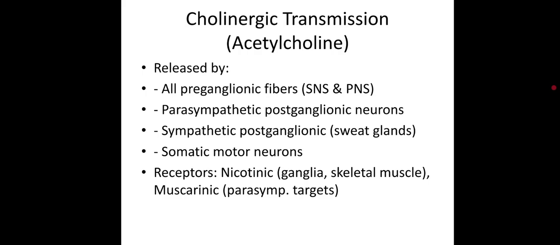Somatic motor neurons. As I have told you, M receptors present in the neuromuscular junction are, you can say, nicotinic receptors which are present in the motor end plate in the muscle. At that particular junction, acetylcholine is utilized as a neurotransmitter. Well, there are receptors for the acetylcholine, nicotinic receptors which are present in the ganglia, and N-type receptors in the skeletal muscles, while muscarinic or cholinergic receptors are present in the parasympathetic targets.